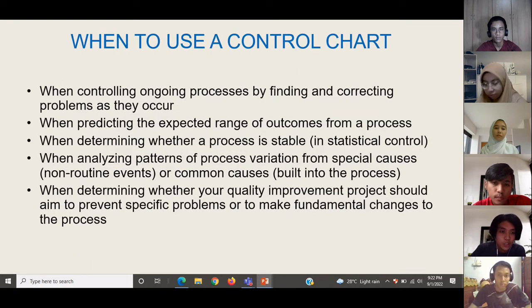When to use a control chart? When controlling ongoing processes by finding and correcting problems as they occur. When predicting the expected range of outcomes from a process. When determining whether a process is stable. When analyzing patterns of process variation from special causes or common causes. When determining whether your quality improvement project should aim to prevent specific problems or make fundamental changes to the process.